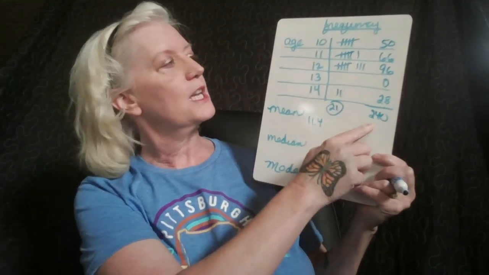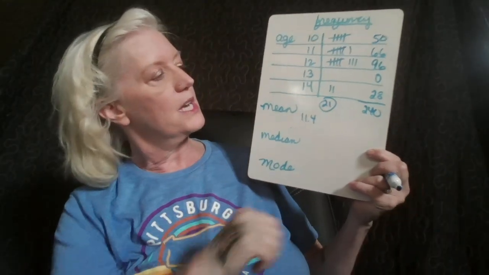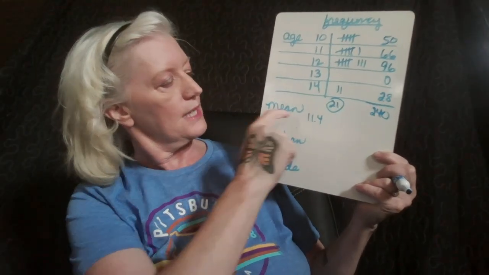Okay, so I got 240 by doing 5 times 10, 6 times 11, 8 times 12, and so on, divided by 21 numbers. That's my mean.